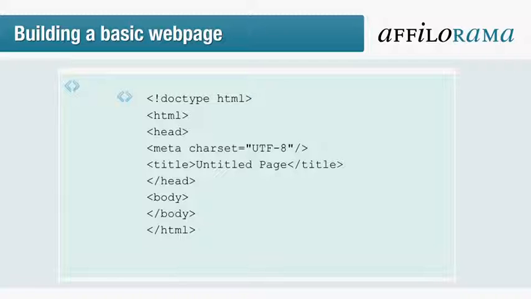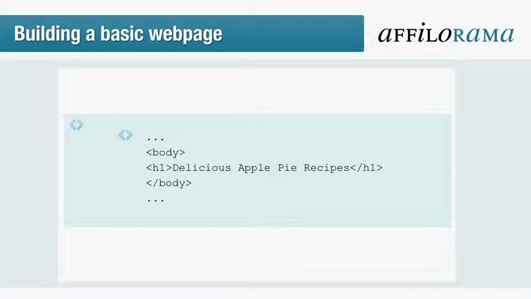The next step is to give your page a heading and a title. In between the body tags on your page, write delicious apple pie recipes. Now to make this text into a header, you simply put H1 in front of it and /H1 after it.